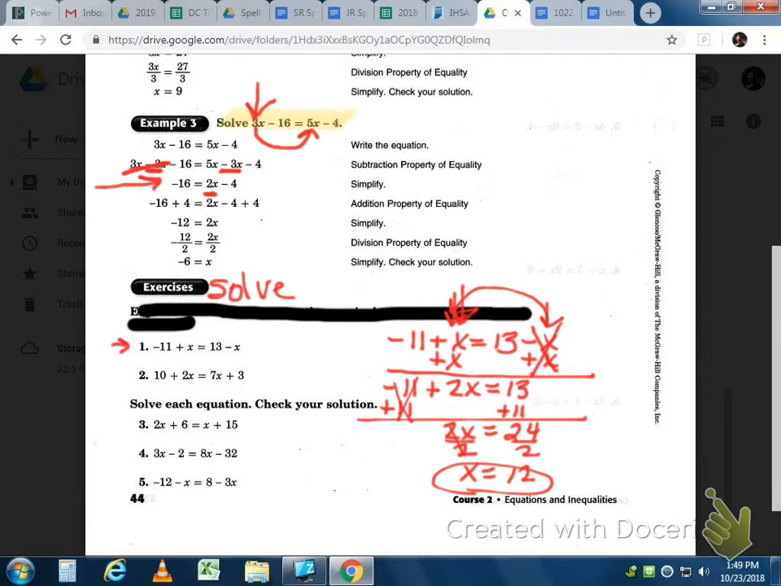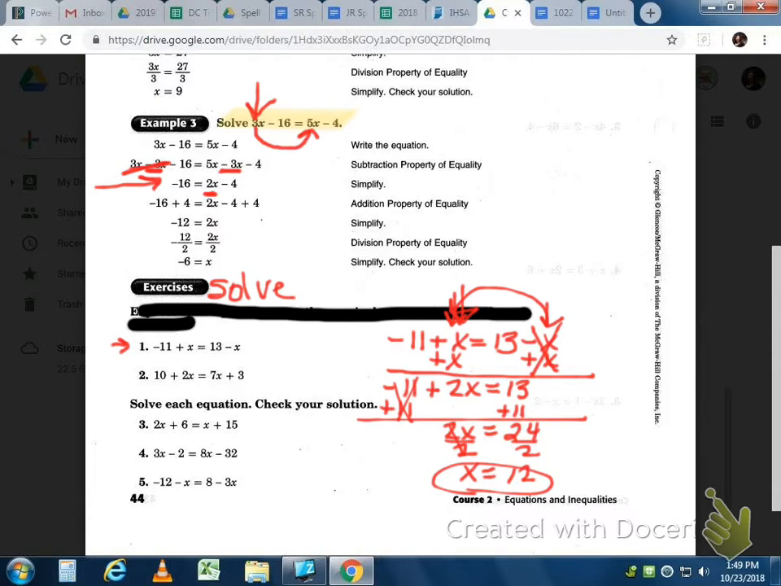Andrew? But if x equals 12, wouldn't 12 plus negative 11 equal 1? Yeah, and then on the right, what's 13 minus 12? 1. So doesn't 1 equal 1? Wait, 13 minus 12, maybe 2. 13 minus 12, it's 1. Oh, I said 11. Oops. Okay. Yeah, they'd both be 1. Yes, if we checked it and plugged it back in, you're right. They'd both be 1.